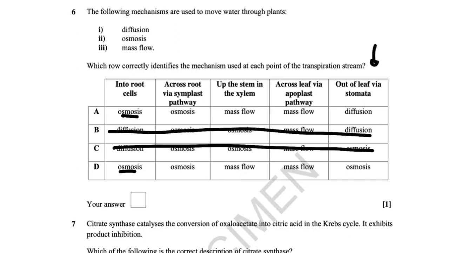Well, hopefully you should remember that it moves out of the leaf by diffusion because it's moving down its water potential gradient into the air spaces in the spongy mesophyll and then out through the stomatal pores into the atmosphere. So this leaves us with the answer A.